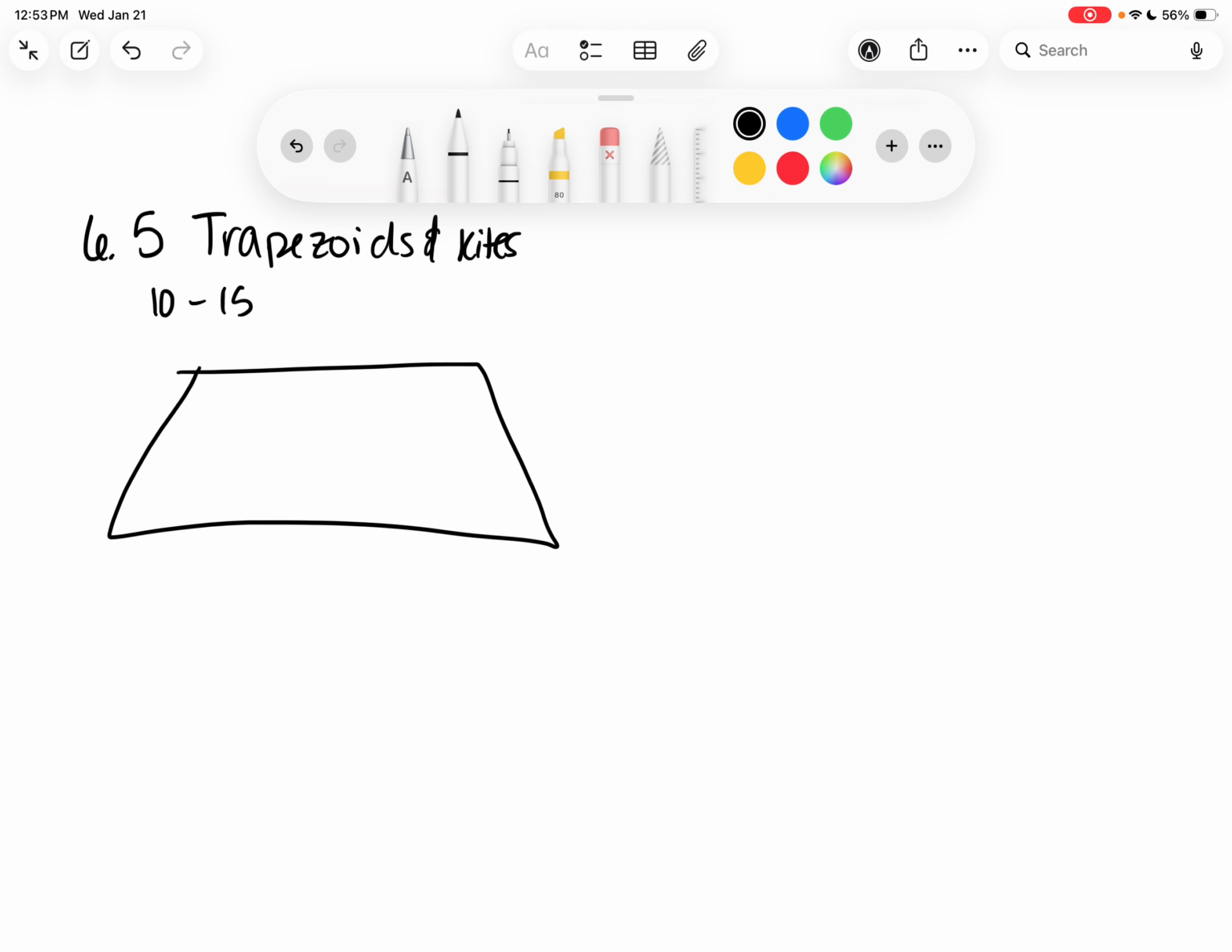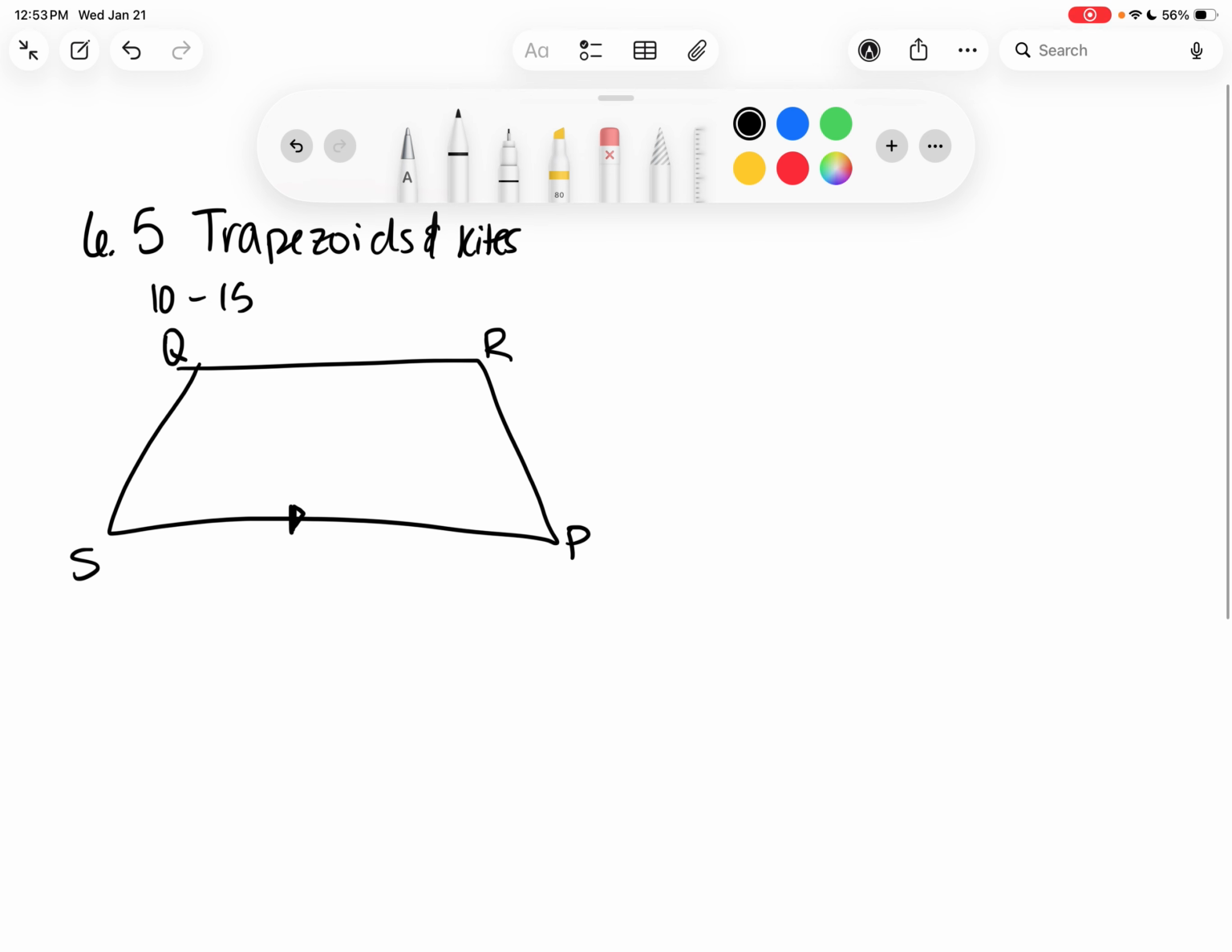So they told me that QR is parallel to PS, so I know that Q and R have to be on the same side and S and P have to be on the same side. Since I know that they're parallel from the instructions, I'm going to go ahead and put my marking for parallel on here.